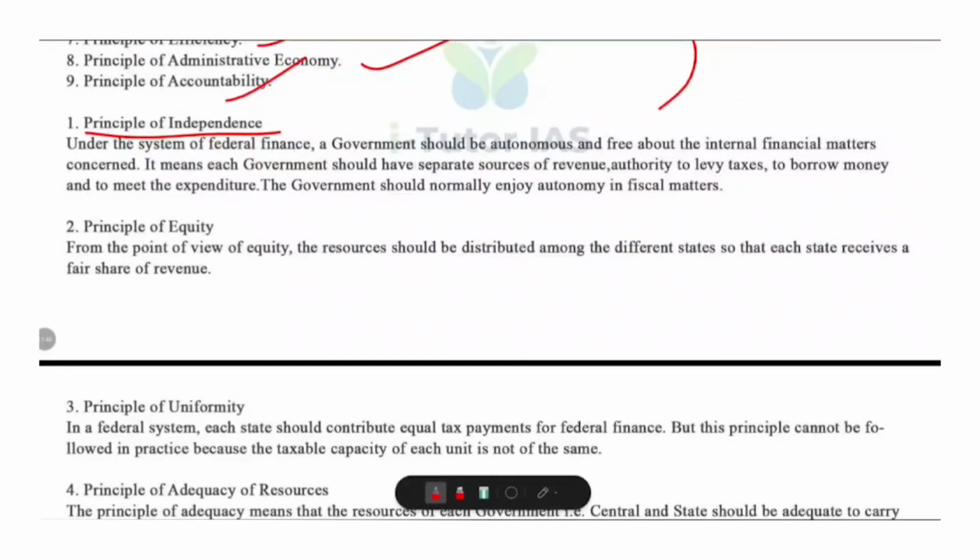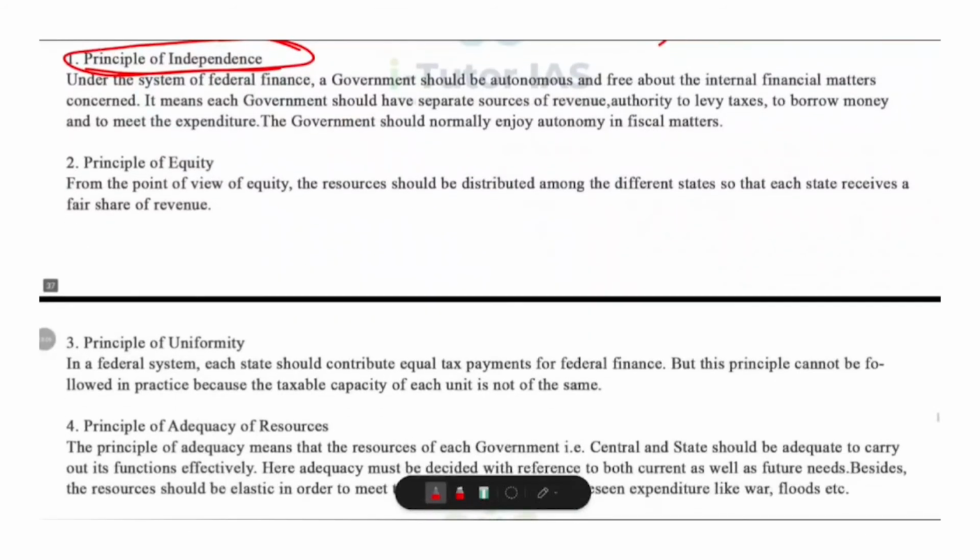First one, principle of independence. Each government, center and state, should be autonomous in internal financial matters. They must have separate revenue sources, taxation authority, borrowing powers and expenditure control, and this ensures fiscal autonomy. Second one, principle of equity.